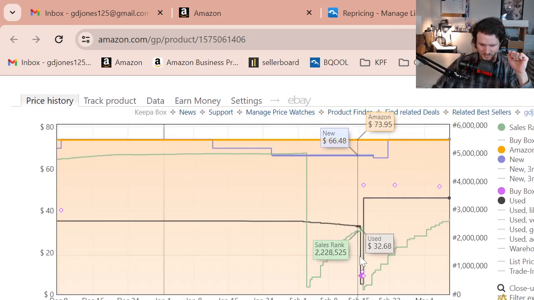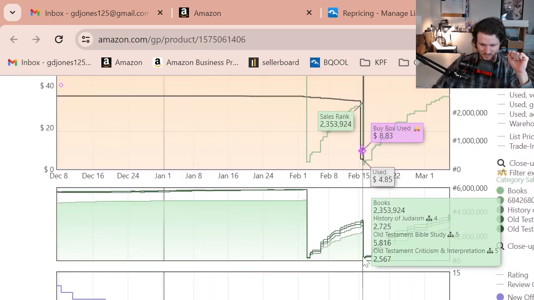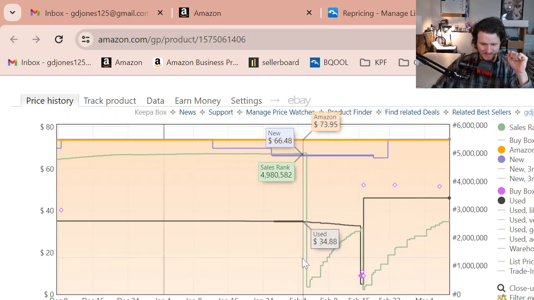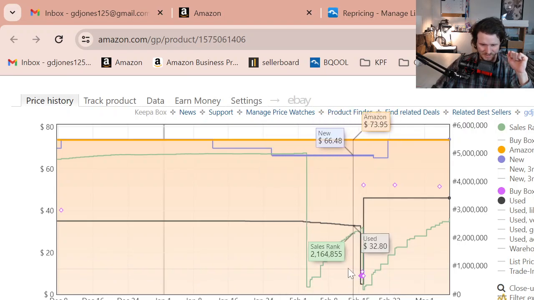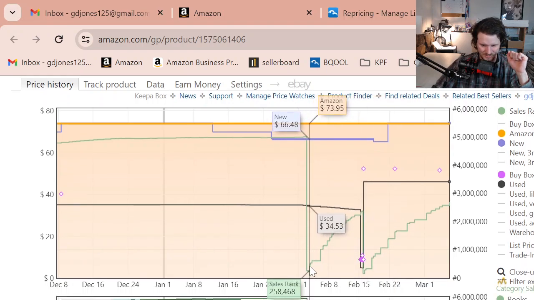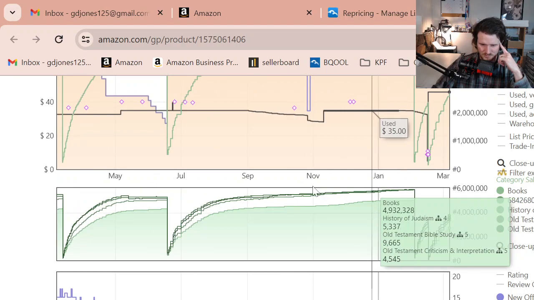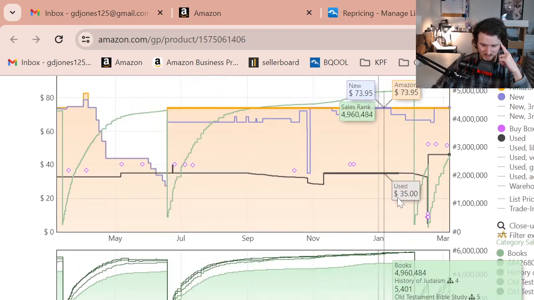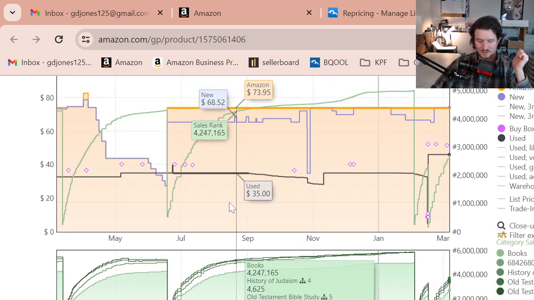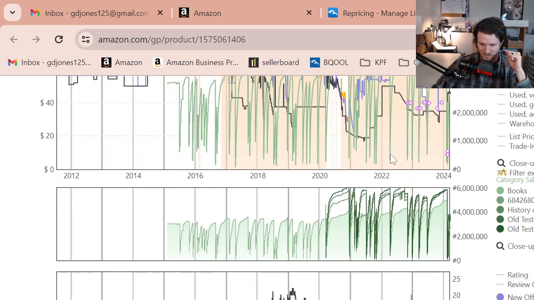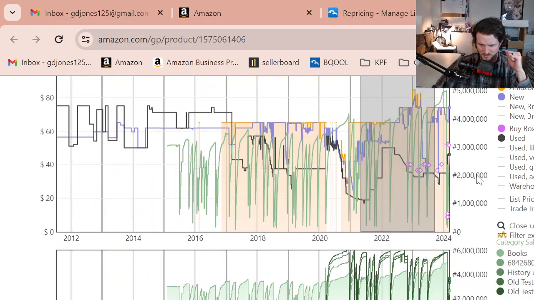The last sold besides this one, which looks like was me again, because I bought it on February 15th. Besides me buying it there, the last rank drop was at 34, and it does look like there was a drop for the used, so it most likely was a used sale. Dang, this sales rank isn't the best. I'll say that right away, but we can still get it sold.